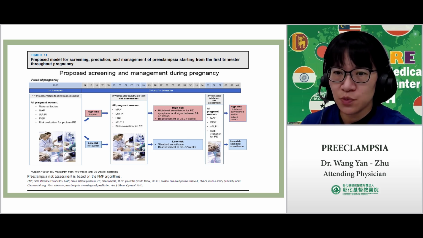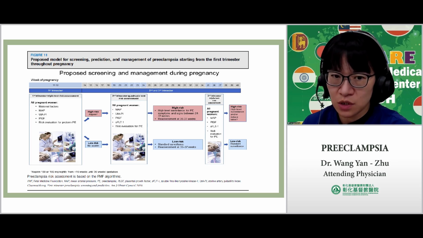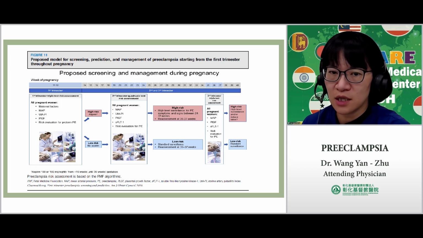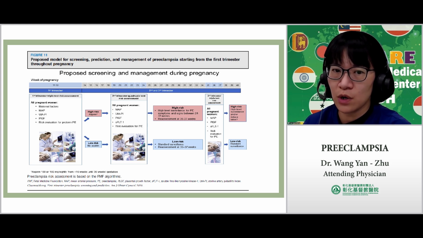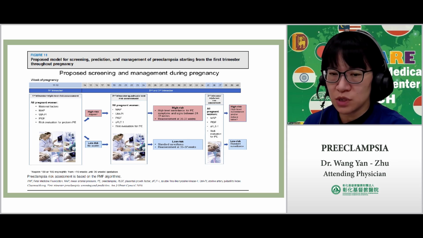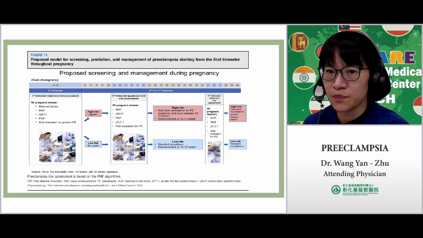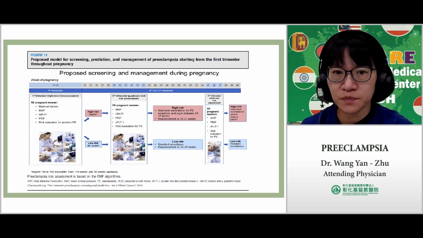During all these prenatal tests, we will check the blood pressure and use a dipstick to test the urine protein. If you're not sure, then you use the urine protein creatinine ratio to identify if they really have proteinuria or not. Then when it goes to the second trimester, we can use the sFlt-1 to survey whether they have a high risk of a severe feature of preeclampsia. So throughout all the trimesters, we can use the first trimester screening, and also the sFlt-1 marker and PlGF marker as a second or third trimester screening.